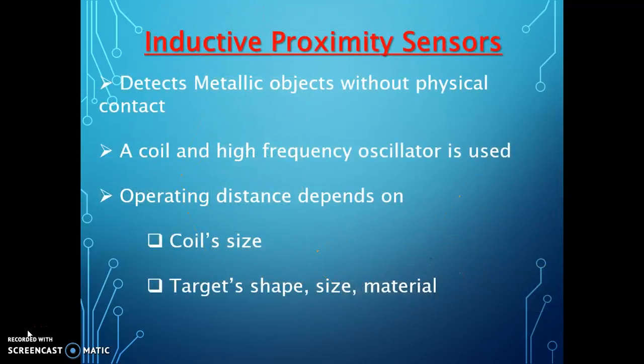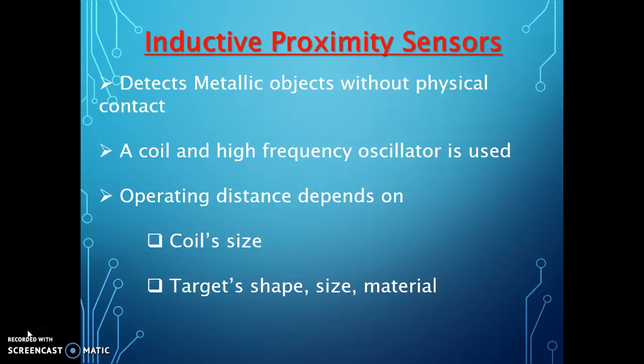First of all, the inductive proximity sensor. An inductive proximity sensor is an electronic proximity sensor which detects a metallic object without touching it. Its operating principle is based on a coil and a high-frequency oscillator that creates a field in the close surroundings of the sensing surface. The operating distance of the sensor depends on the coil's size as well as the target's shape, size and material.